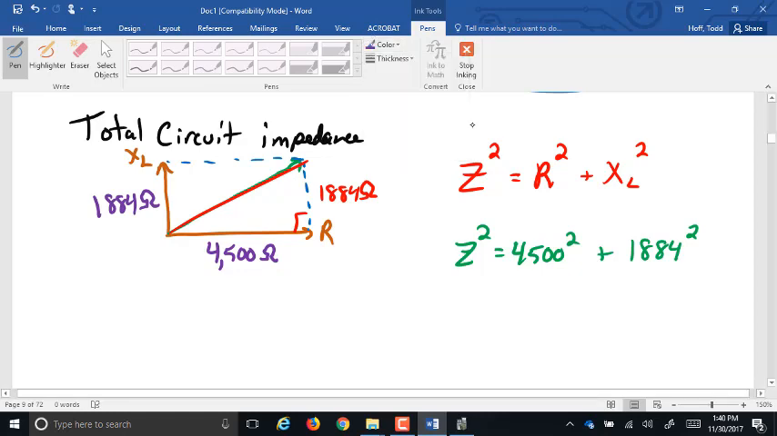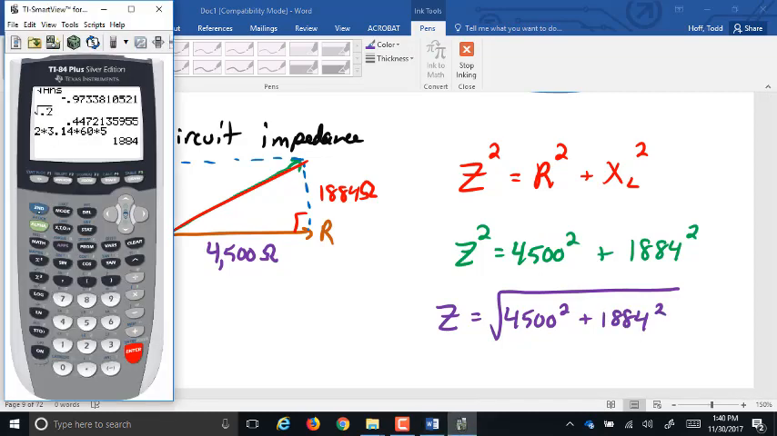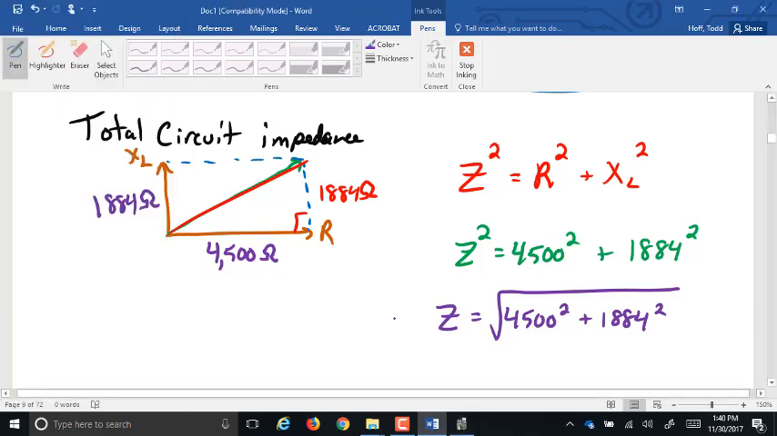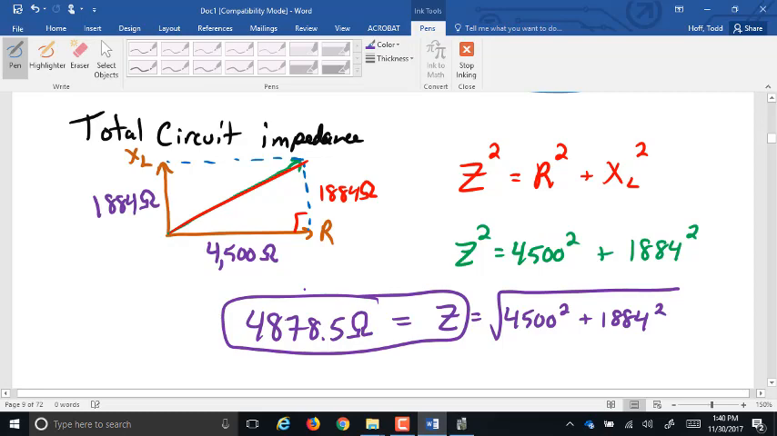Now, what I normally do is I punch this in the calculator all as 1. So I just do Z equals the square root of 4,500 squared plus 1884 squared. So if you punch that in, second square root, 4,500 x squared plus 1884 x squared, we get 4878.5, we'll call it. That is the total impedance of that circuit.